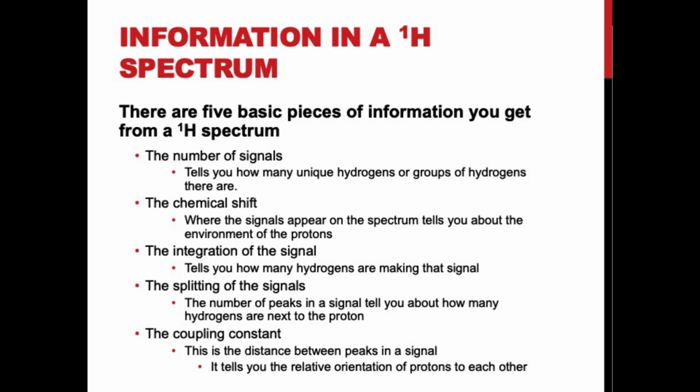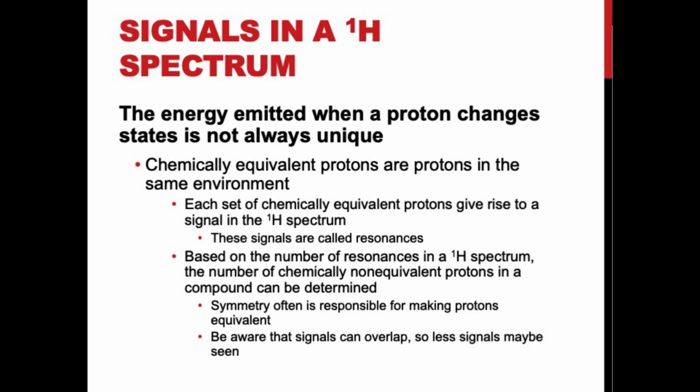And then there are the coupling constants, which does involve math, but the coupling constants tell you the distance between the peaks in a signal. And what that tells you is the relative orientation or the angle between the hydrogen making the signal and the neighbor that is causing that signal to be split into multiple peaks. So the first thing we're going to talk about is the number of signals.